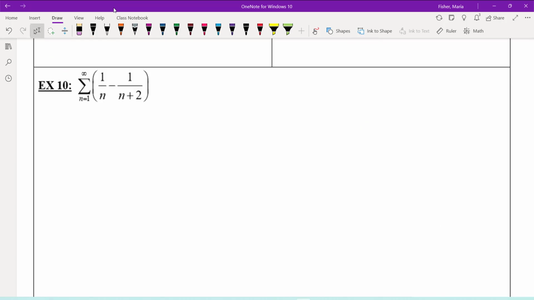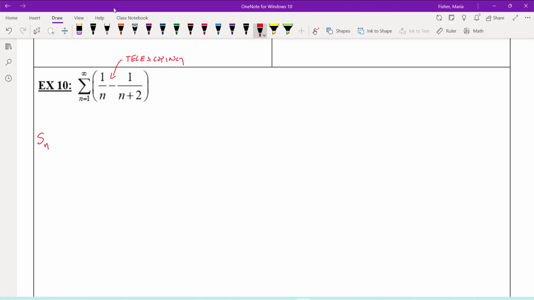Last one, number 10, the sum from n equal 1 to infinity of 1 over n minus 1 over n plus 2. Well, this is telescoping. Why do I know it's telescoping? Because of that minus sign. So let's find the sequence of partial sums. Let's find s of n.